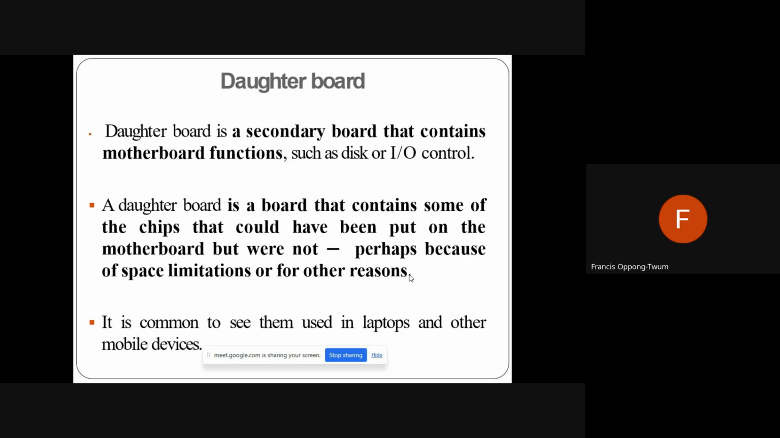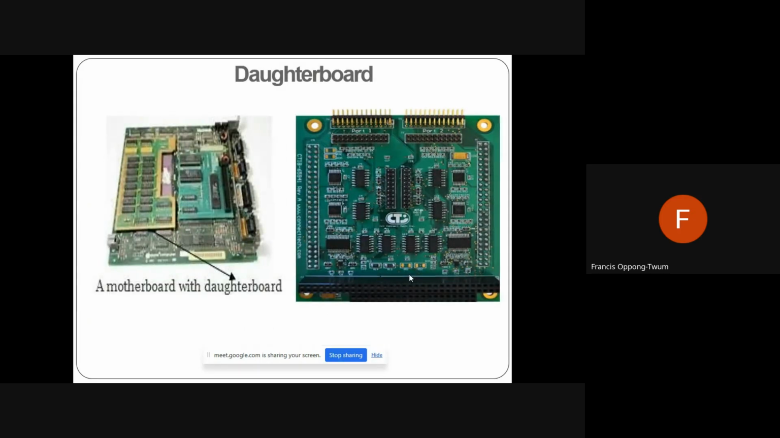It is a board that contains some of the chips that could have been put on the motherboard, but were not, perhaps because of space limitations or for other reasons. So it is common to see them used in laptops and other mobile devices. So this is what we are talking about. That's what we refer to as what?